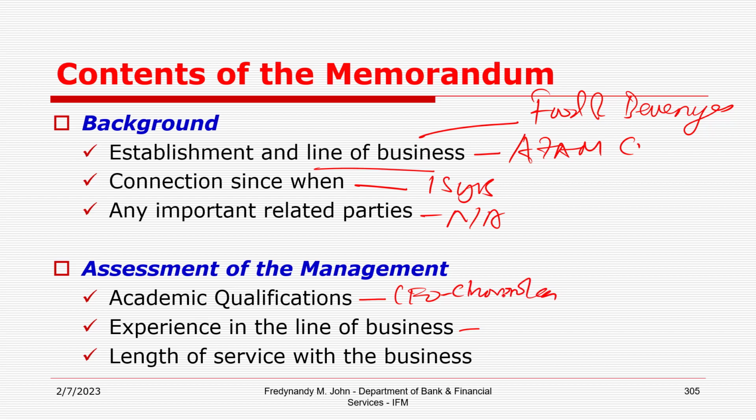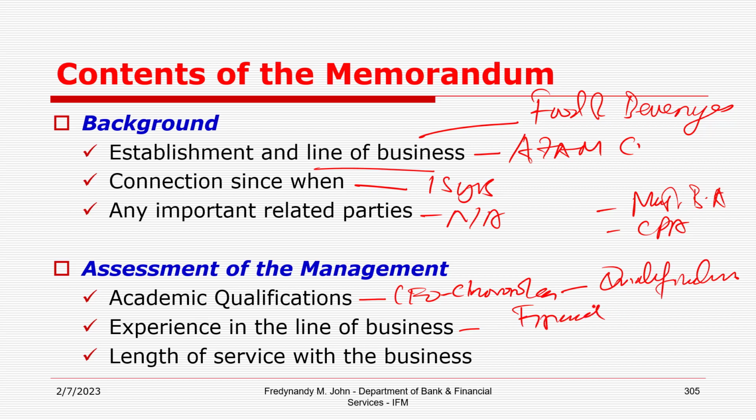All right. Now, if Mr. Choroka is the one overseeing operation of this particular company, what are his qualifications? Right? What are his qualifications? Maybe he had a master's degree in business administration plus CPA. All right. And what about some other members? For instance, what about the finance department? What about sales? What about the procurement department, etc.? So you need also to explain the qualifications of all individuals who are involved in this particular company. All right. Experience in the line of business.